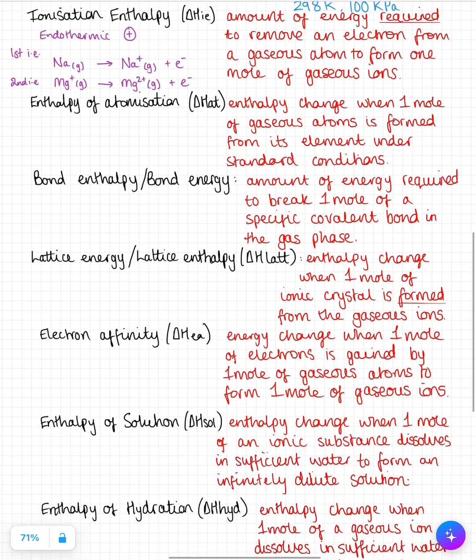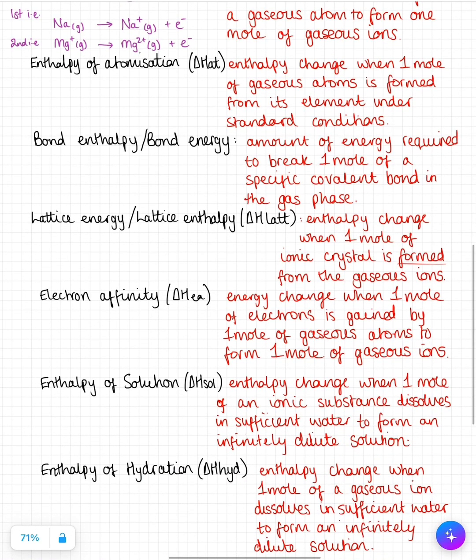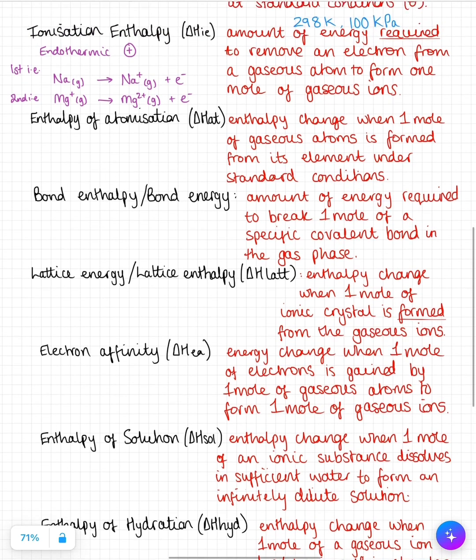Next definition is enthalpy of atomization. This is the enthalpy change when 1 mole of gaseous atoms is formed from its element under standard conditions. The reason why we need to know this term is for when we begin to look at Born-Haber cycles. Because as we can see in the ionization enthalpy, we started with sodium in its gaseous atom form. Sodium is typically a solid at room temperature. So in order to look at the data for ionization enthalpy, we first need to atomize our sodium.